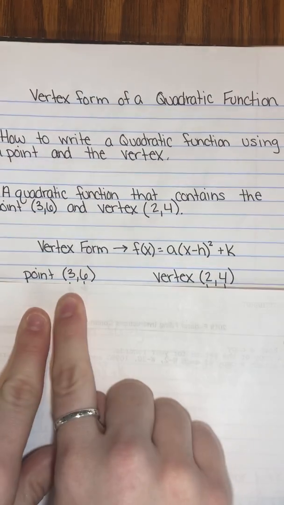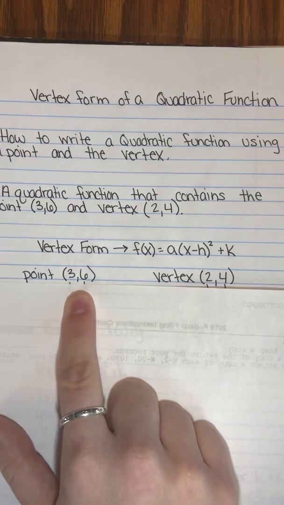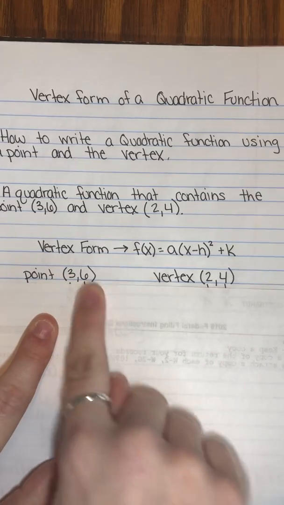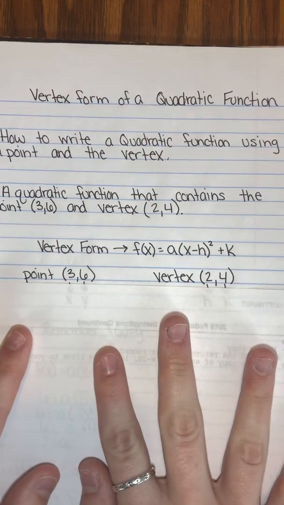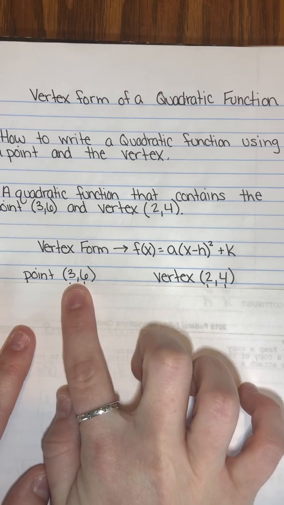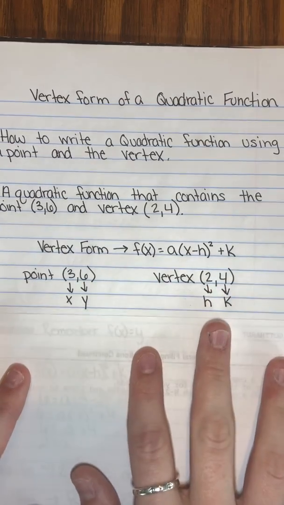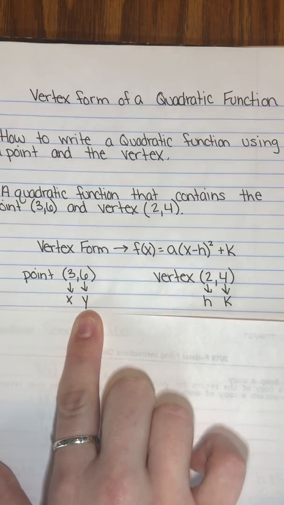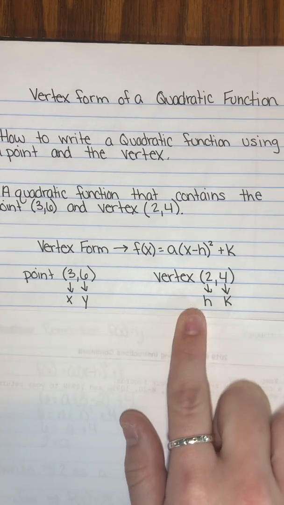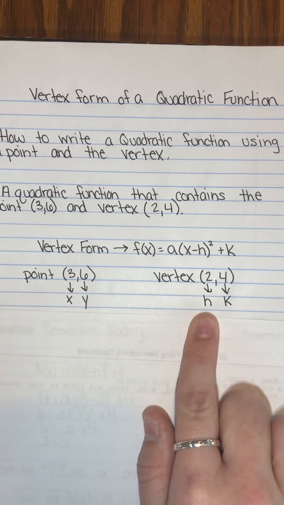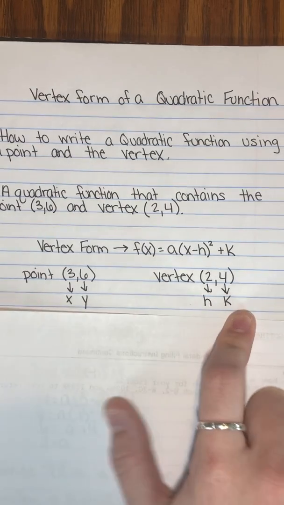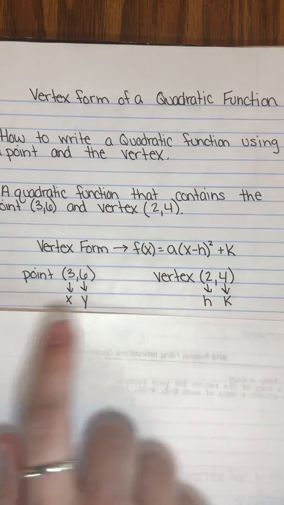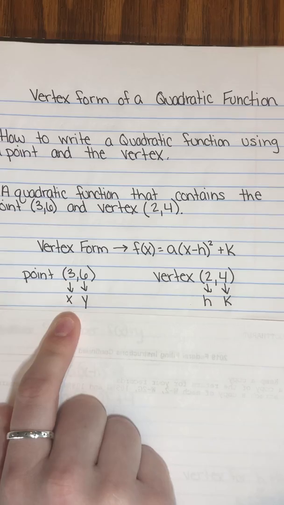All right, so early in the example, I said it goes to the point 3, 6 and the vertex 2, 4. So each one of these numbers matches up with one of our variables up here. So when you look at just the point, this is just a random point on the parabola. The first number is your x, the second number is your y, just like coordinate points. Your vertex, the first number is going to be your h, the second number is going to be your k. So remember, it is important the vertex has the h and the k. The random point on the parabola has the x and the y.